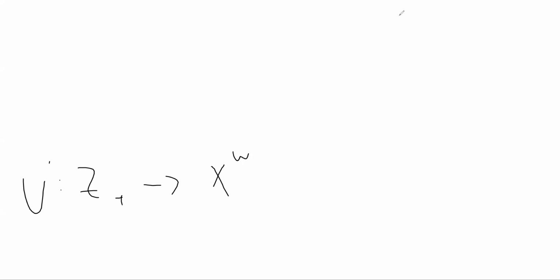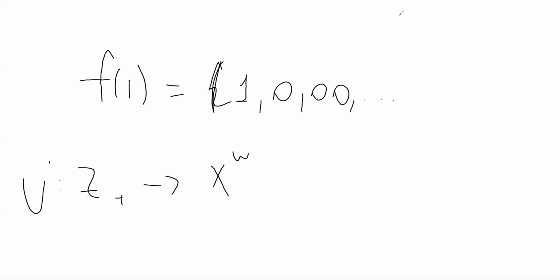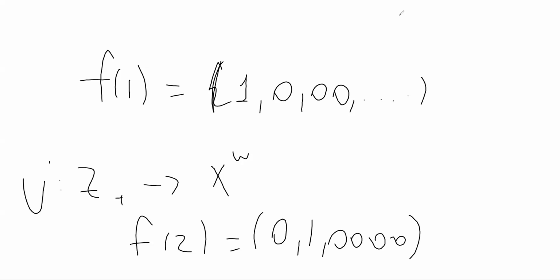Wait, what do you mean by the n-tuple? You mean like the n's position in the tuple is 1? Oh yeah, that works perfectly. So basically what Nadir is saying, if you have F1, it should be 1 0 0 0 and so on. And if you have 2, then you want it to be 0 1 0 0 0 0 and so forth. So I think it works perfectly, and it's an injective function.